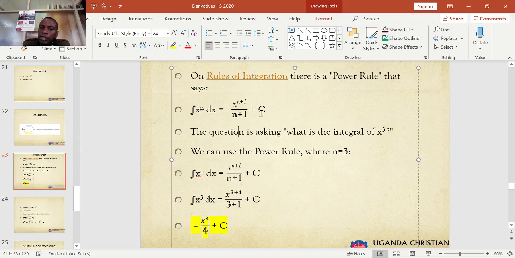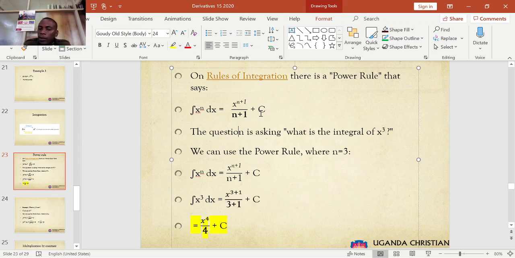Recall the role of integrating is to go back to our original function, which gave us a derivative. So in case that function had a constant, that constant diminished, it became a 0. To cater for that, we put a c. So this c is to cater for that constant which diminished. We are not too sure about it in this case, for we can't recover it. So we put a c to stand for that constant, which became a 0 when we were differentiating. So that's the power rule.